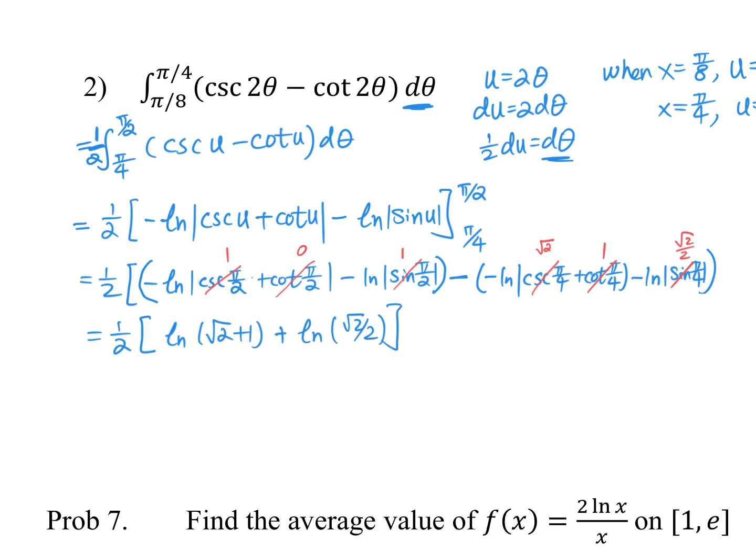Now because this is a plus sign, we can condense it into multiplication. So this is ln of square root of 2 plus 1 times square root of 2 over 2. And finally, we multiply this in. Square root of 2 over 2 times square root of 2 is just 1, and then plus square root of 2 over 2. Quite a bit of algebra, right? All right.